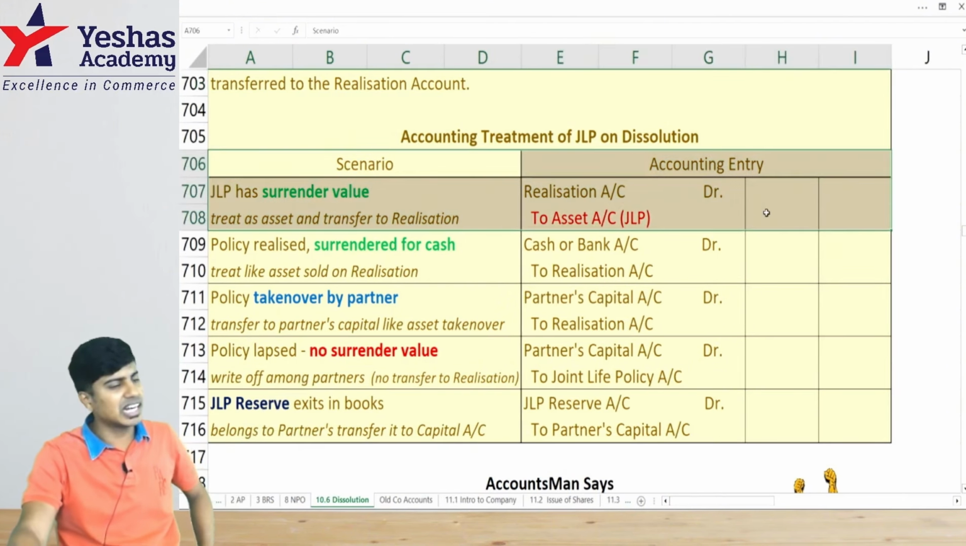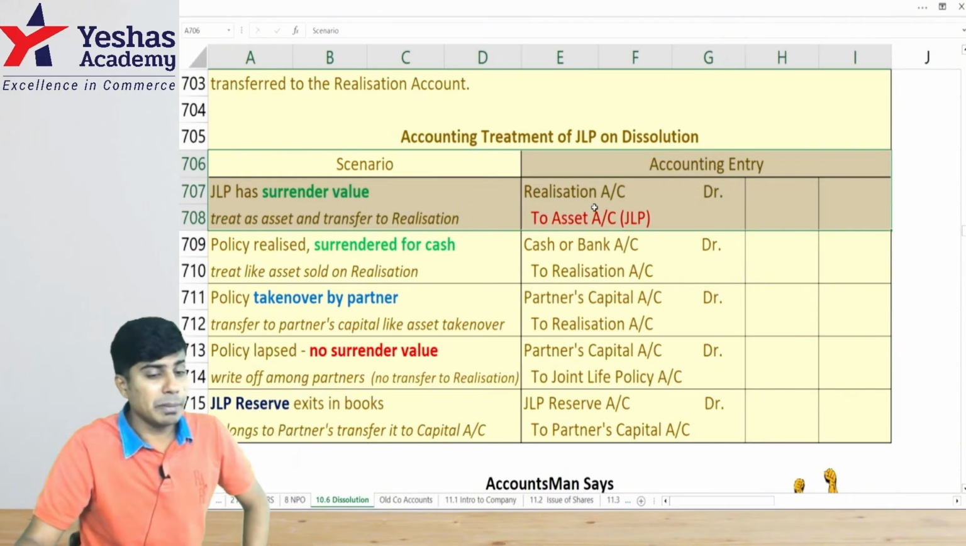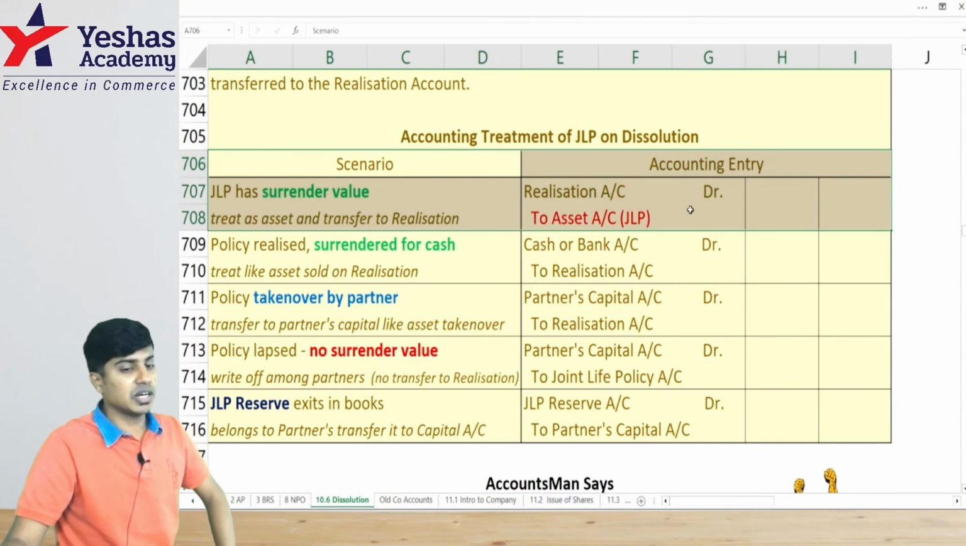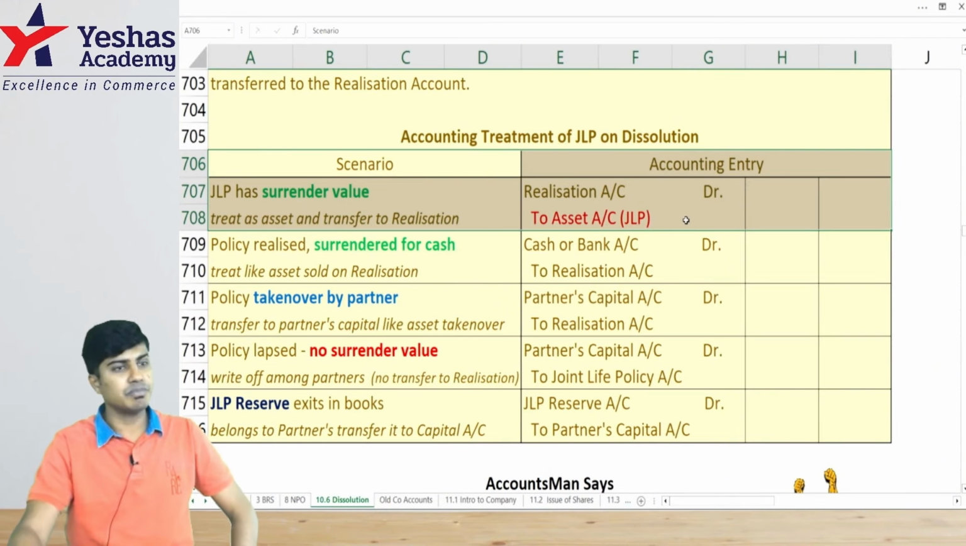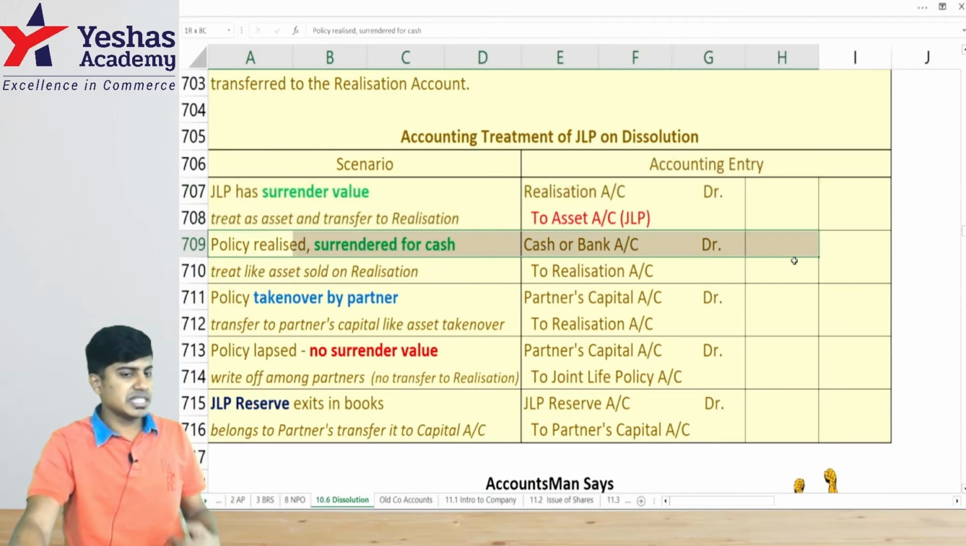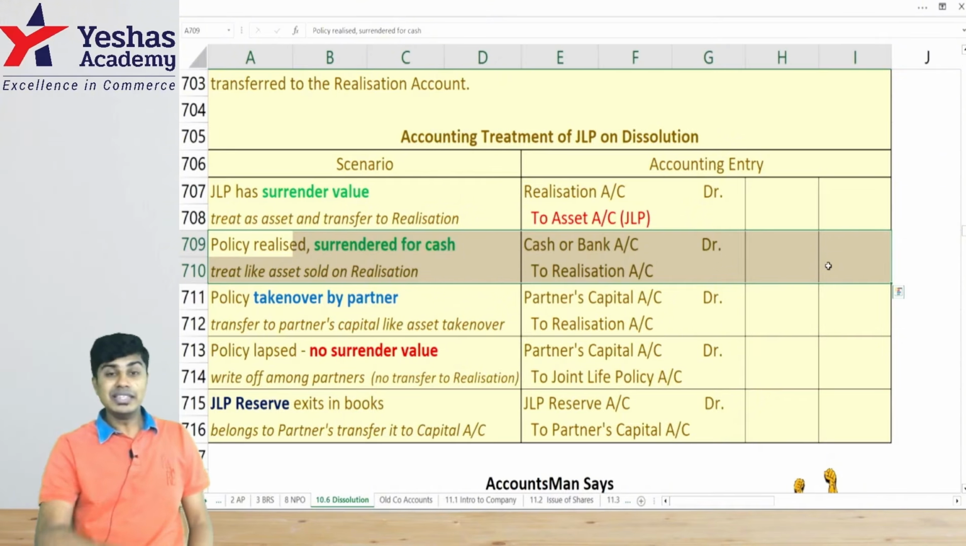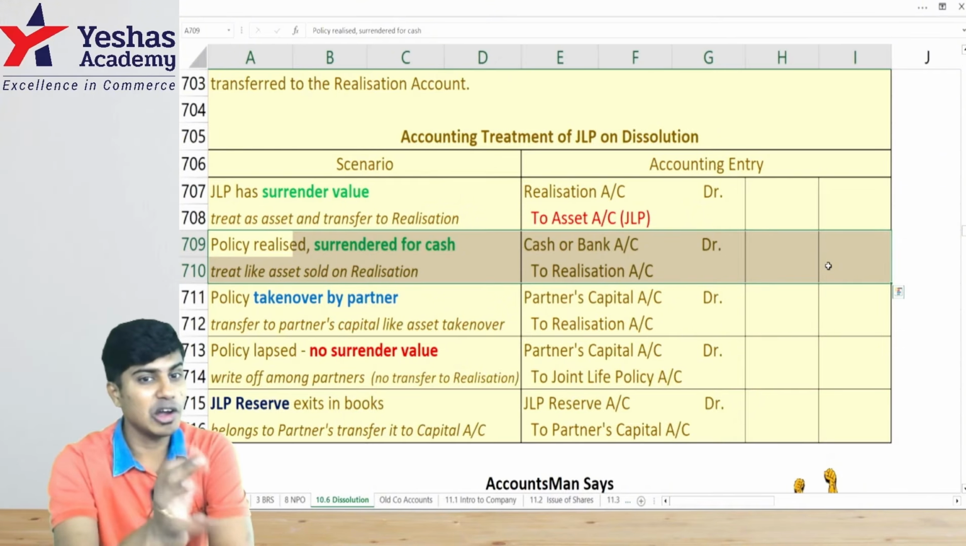JLP asset at surrender value in the balance sheet will be transferred to realization by passing the entry: realization account debit to asset account. What is the name of the asset? Joint life policy. Understood this? After this, this policy will be surrendered because the firm is no longer there. The insurance company will give you surrender value. This is nothing but sale of asset.